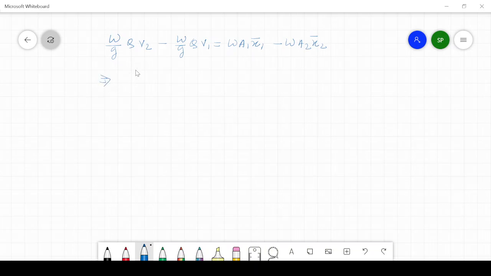So ultimately, Q by G V2 minus Q by G V1 is equal to A1 X1 bar minus A2 X2 bar. Now, suppose we are considering that area is also the same.